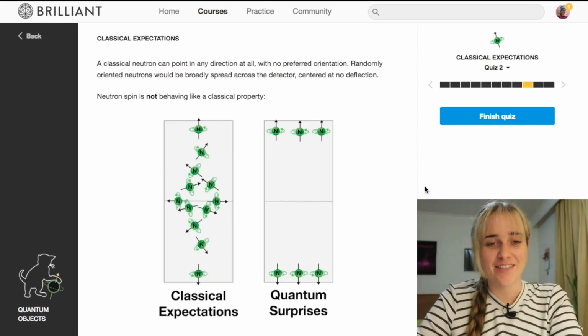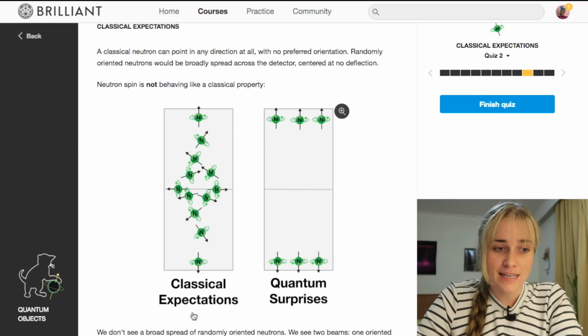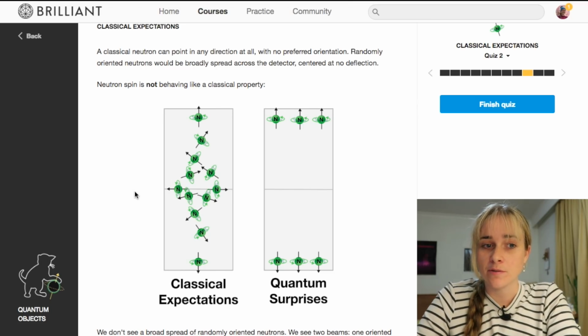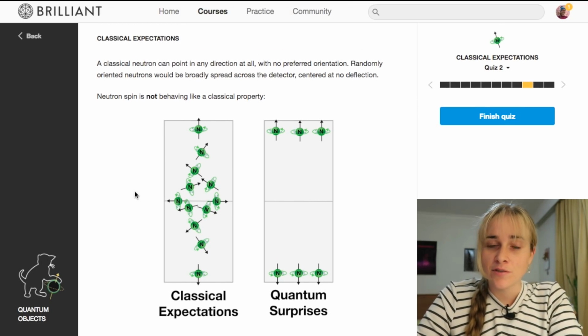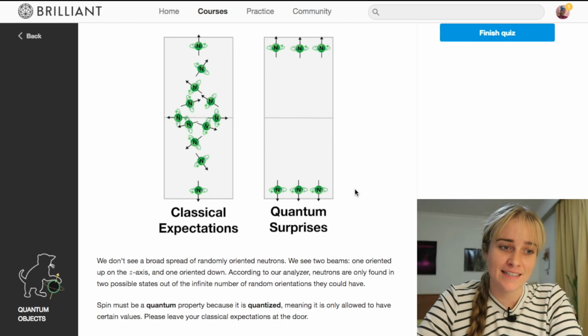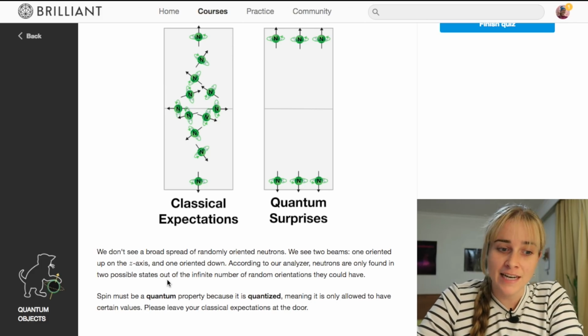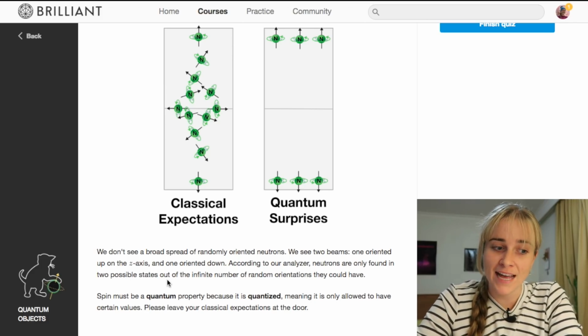Okay, so here's where the kind of strange thing comes in. Whilst that is what we would have expected, our classical expectations for how the neutrons would be deflected, neutron spin does not behave like a classical property, and we get something that's a bit of a surprise. So instead of seeing this continuous spread of neutrons, we get two distinct bands, one at the top of the detector and one at the bottom. So according to our analyzer, neutrons are only found in two possible states out of the infinite number of random orientations which they could have had.